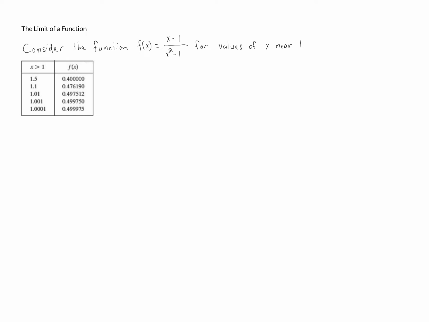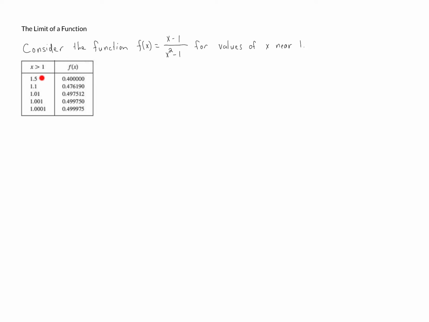So first, we have a table of values, and in each of those, x is greater than 1. We said we wanted values of x near 1, and we're going to do this in two halves. We're going to look at some values of x that are greater than 1 as we get closer and closer to 1. And we're also going to look at some values that are less than 1 because we want to look at both sides, because occasionally we might have different behaviors as we look at the two different sides. But I'm getting ahead of myself. Let's look at these values.